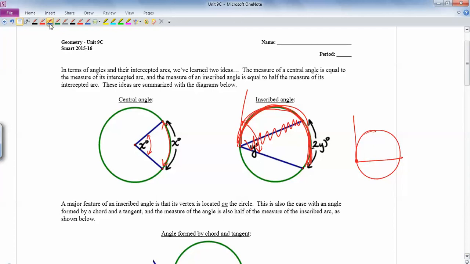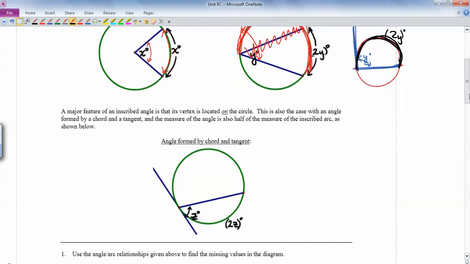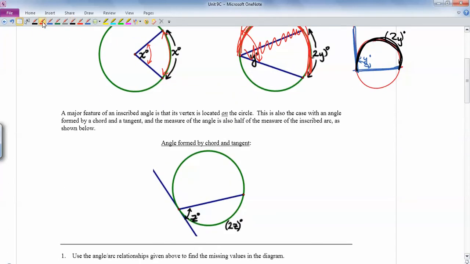Then the angle that you get between these two, so this angle right here, if it measures y degrees, then the arc that it carves out, this arc, is 2y degrees. And so that's stated down here. Here you can see it in another direction. The angle here is z degrees, and the arc that the angle intercepts is 2z degrees.